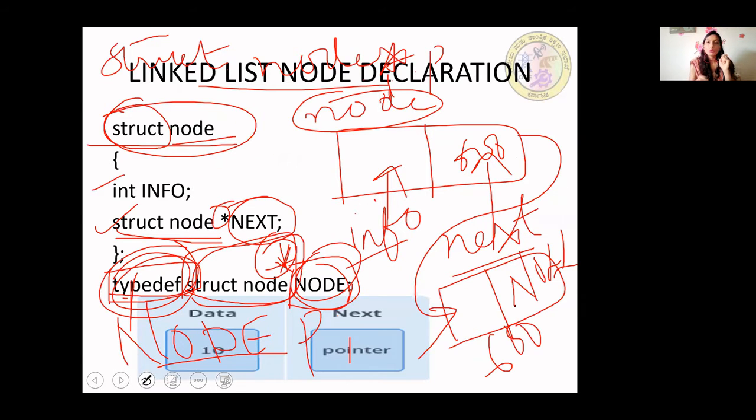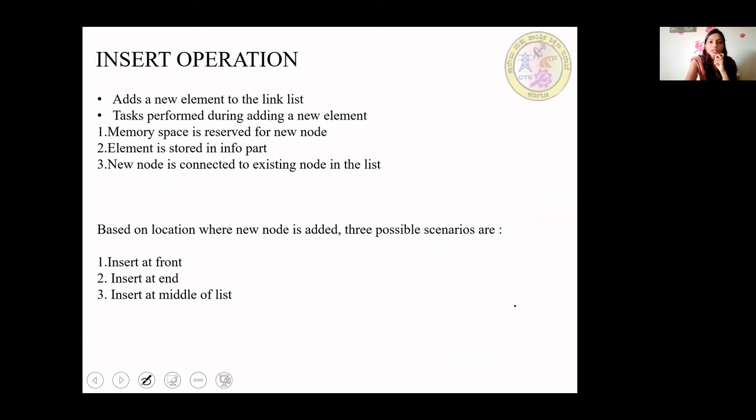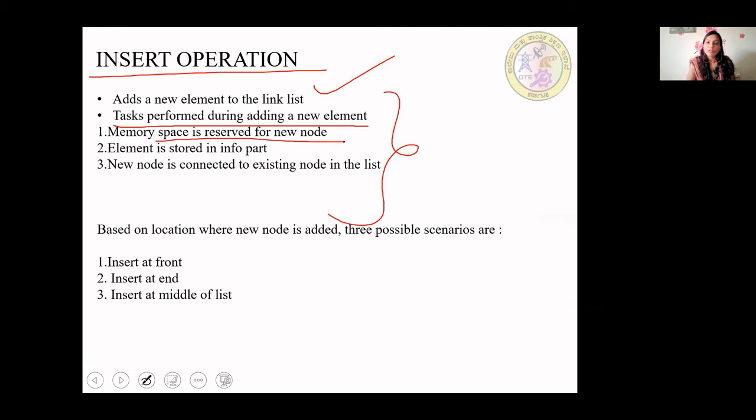So now let's see how the insertion operation is done. What does the insertion operation do? It adds a new element to a linked list. So to add a new element, which operation do we require? Insertion. Let's see what tasks are performed when adding a new node. First we have to see if memory space is available for a node. For one node, two spaces are needed. So if memory is available, then what do you have to do?